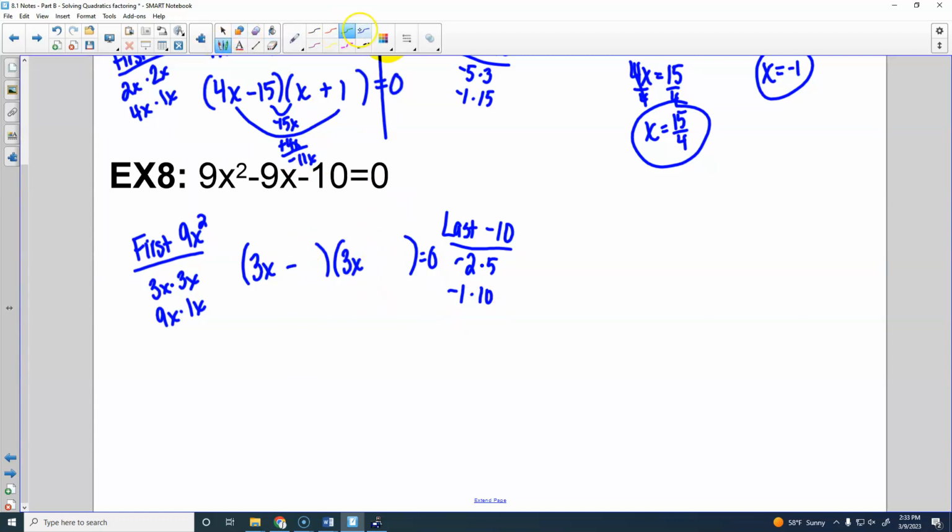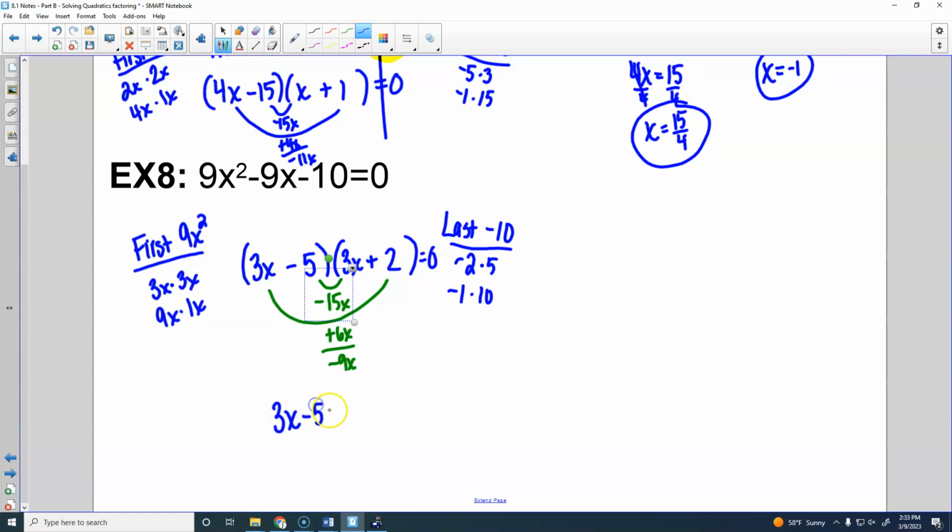Alright, Savannah said negative 5, positive 2. Okay, and just like the factoring problems that you've done, sometimes they can get a little frustrating trying to get the right ones. So we got negative 15x, positive 6x. That does give us negative 9x, so that works. But remember, that's not your answer. You're not done yet.